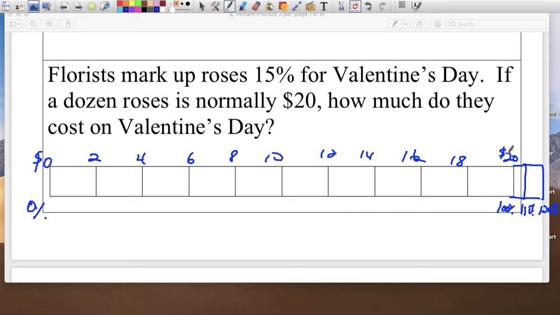But we're not going to go to 24, we're going to go to 15%. 15% is 115, so make a line right in the middle here, between 110 and 120, so that's 115%. And what's between 22 and 24? 23. So the roses that normally sell for $20, with the increase of 15%, are sold for $23 on that particular day.